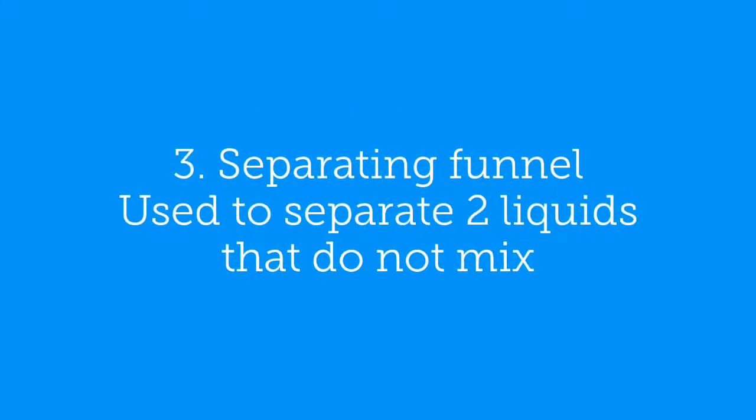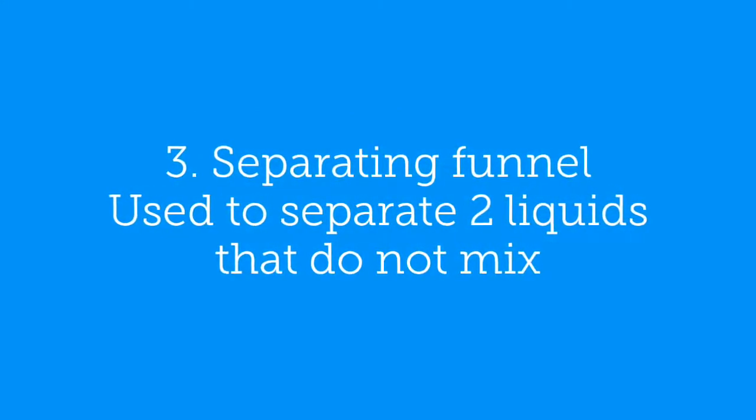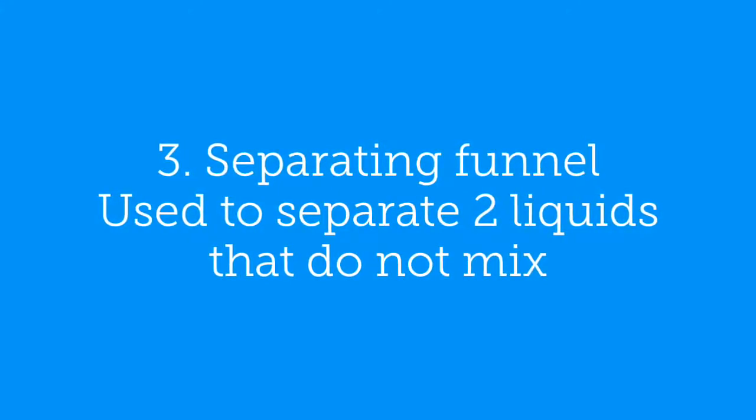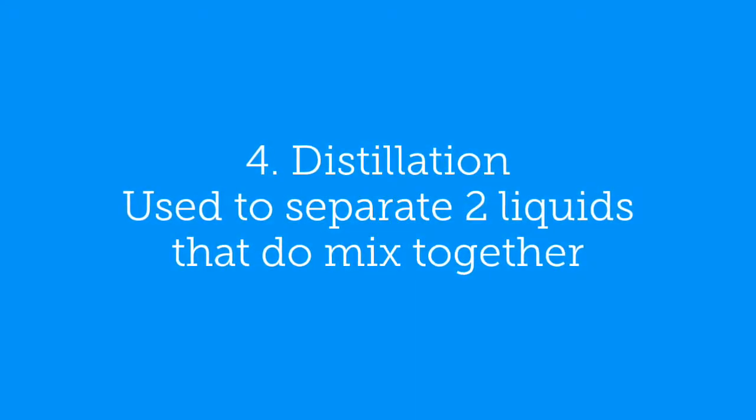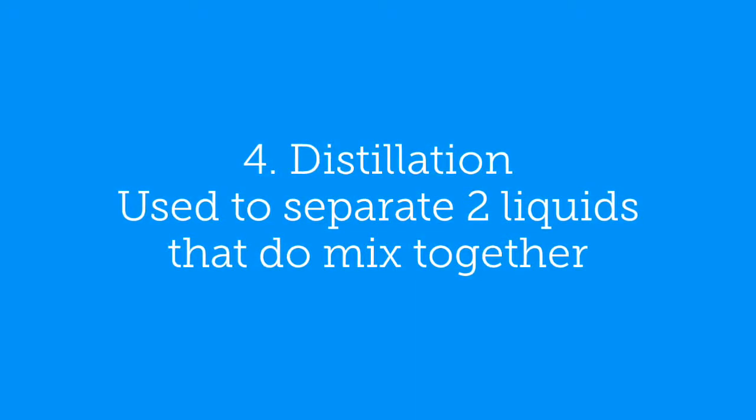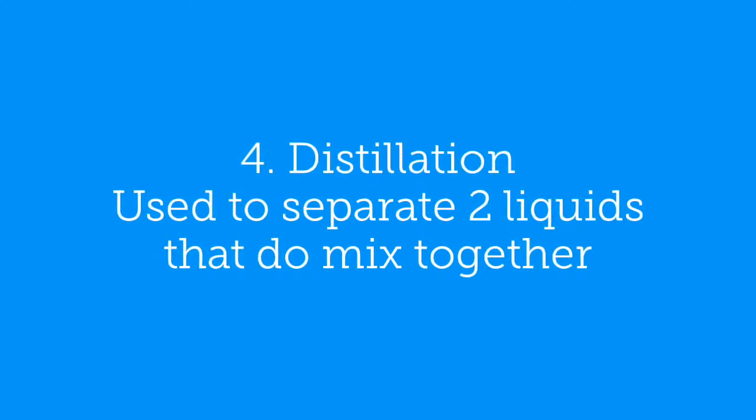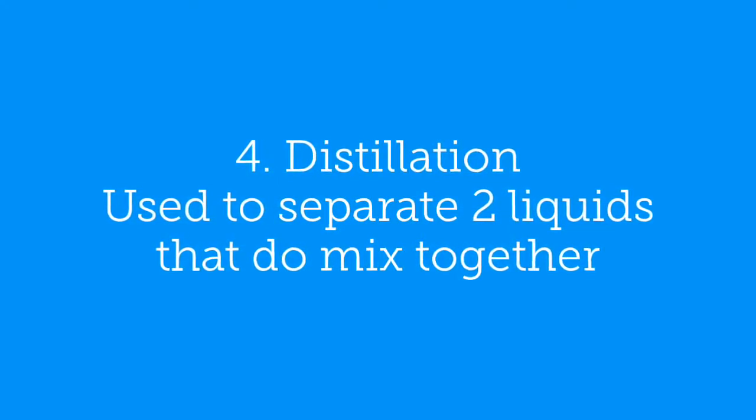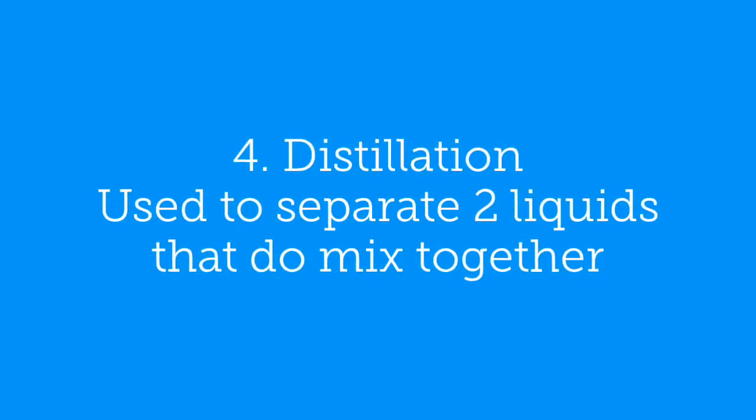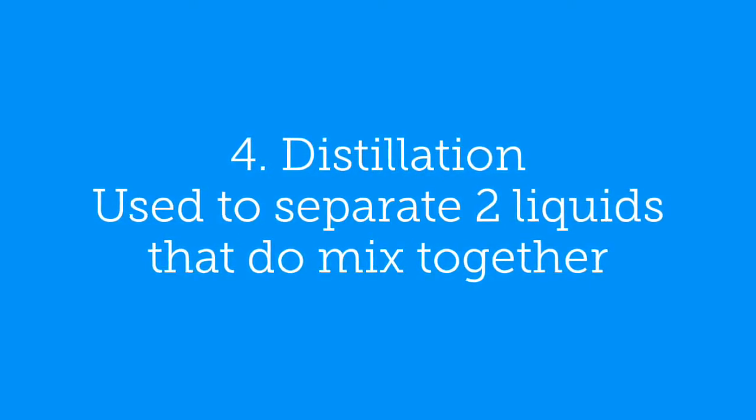A separating funnel is used to separate two liquids that do not mix, e.g. oil and water. Distillation is used to separate two liquids that do mix together. So for example, to get water from the salt water, or to get the water from dirty water, or to get the alcohol from a mixture of alcohol and water.